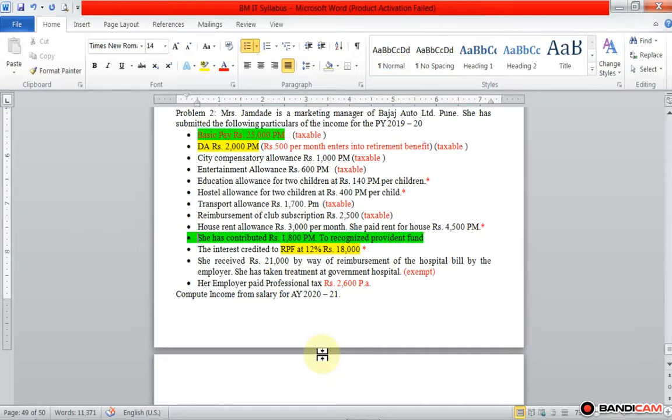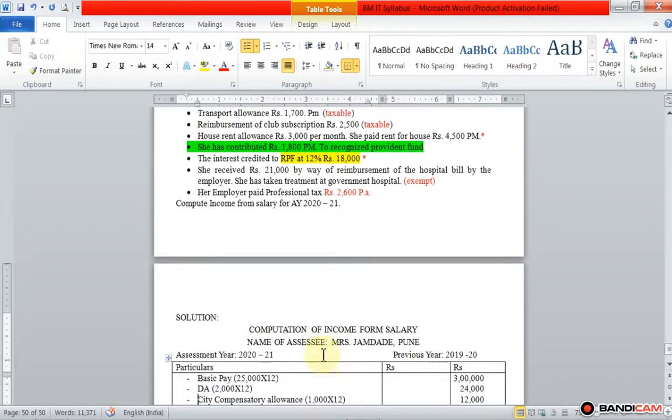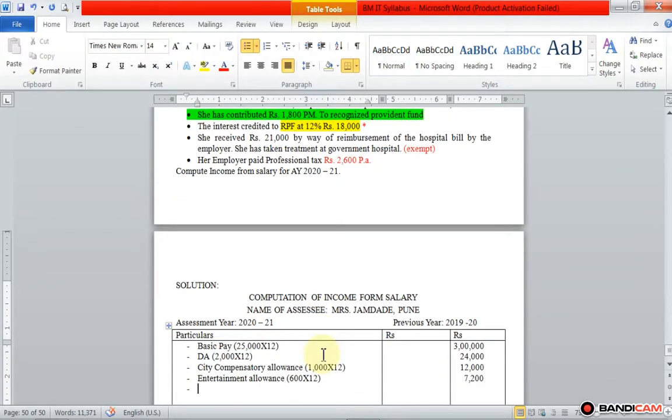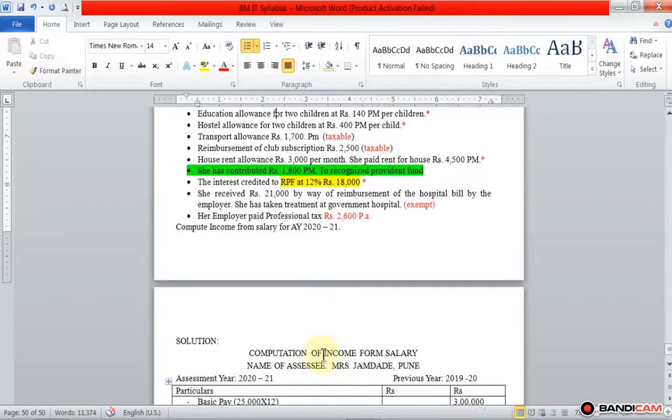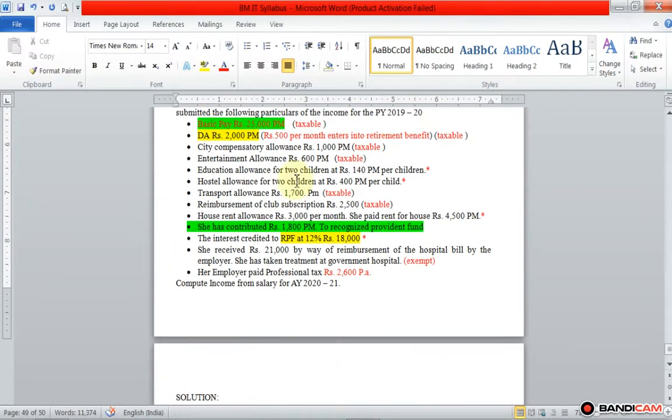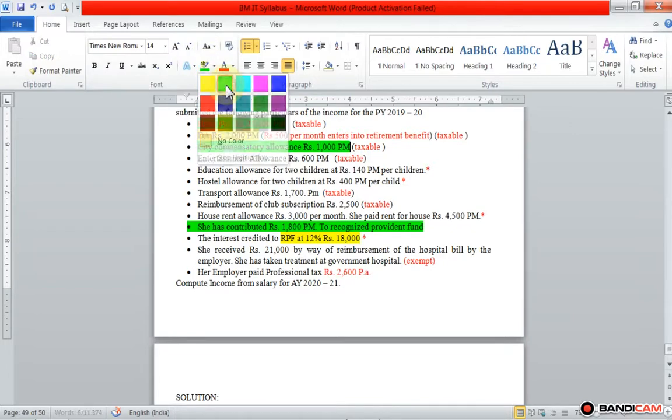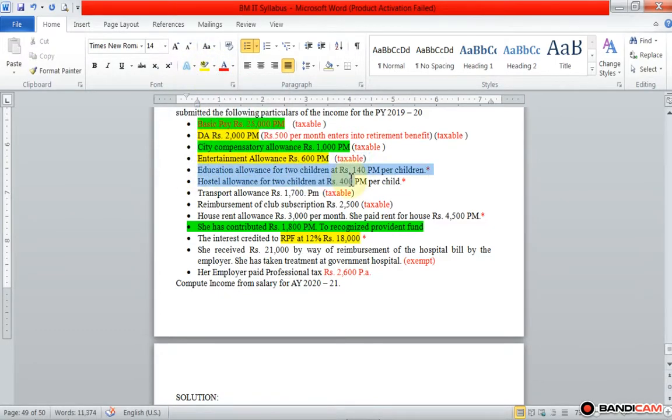Then education allowance. So education allowance is partly taxable and partly exempted. Here the education allowance received is taken into consideration, so we highlight city compensatory allowance. Then entertainment allowance is also taken into consideration. Now education allowance is taken into consideration.